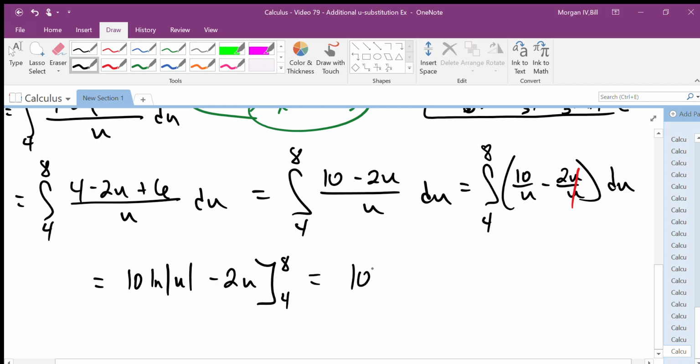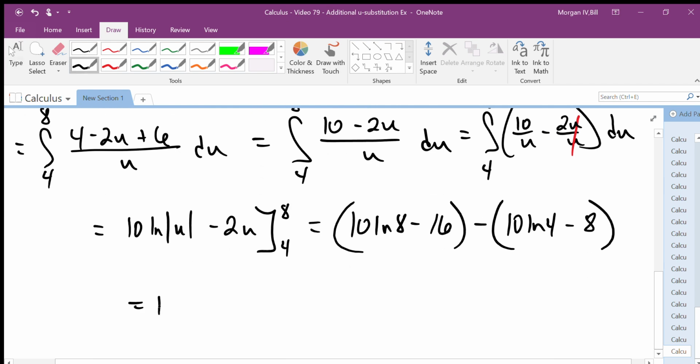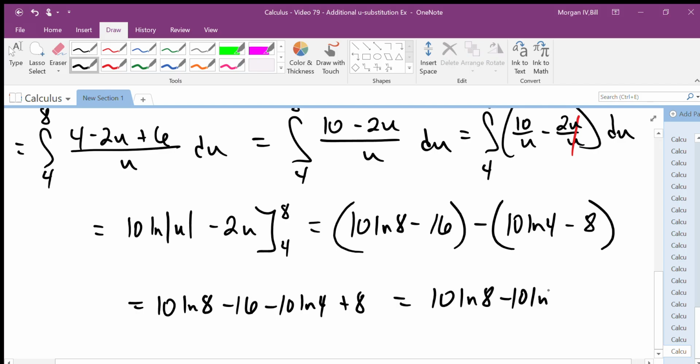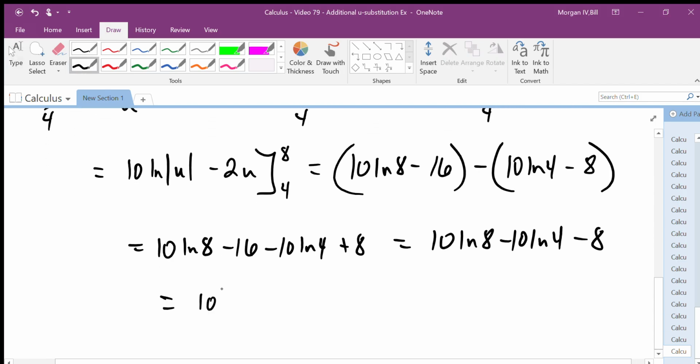And so we get 10 natural log of 8 minus 2 times 8, that's 16, minus, plug the 4 in, 10 natural log of 4 minus 2 times 4 is 8. So we get 10 natural log of 8 minus 16 minus 10 natural log of 4 plus 8. 10 natural log of 8 minus 10 natural log of 4 minus 8. Or just 10 natural log of 8 minus natural log of 4 minus 8.